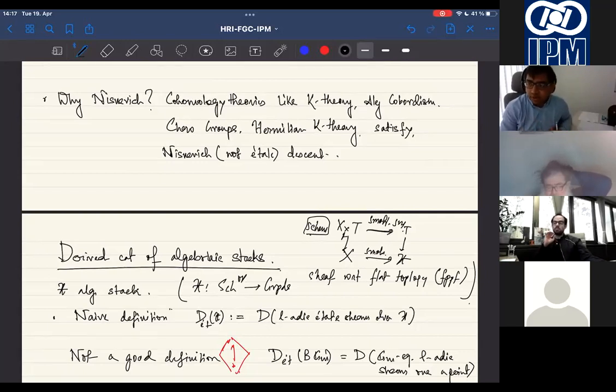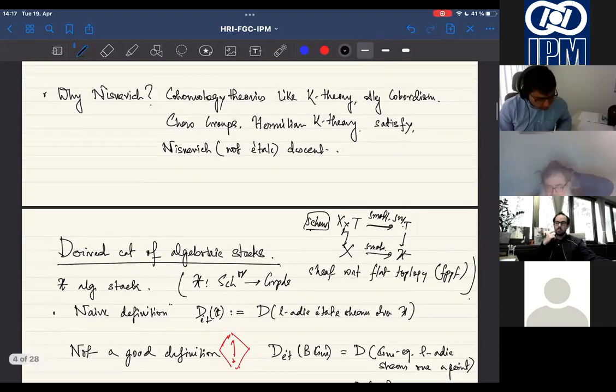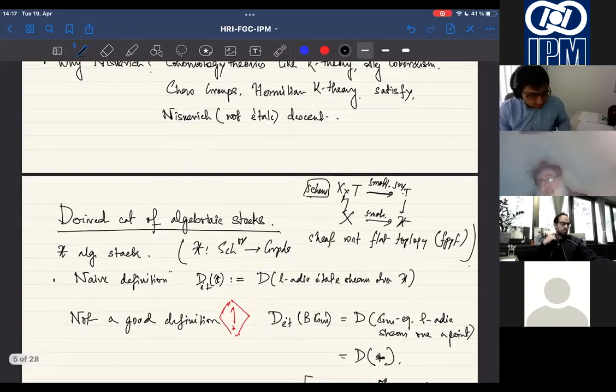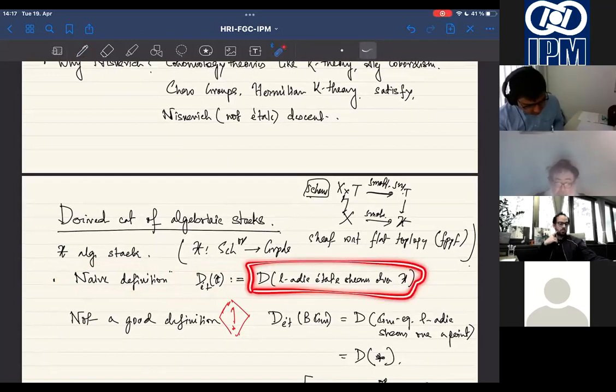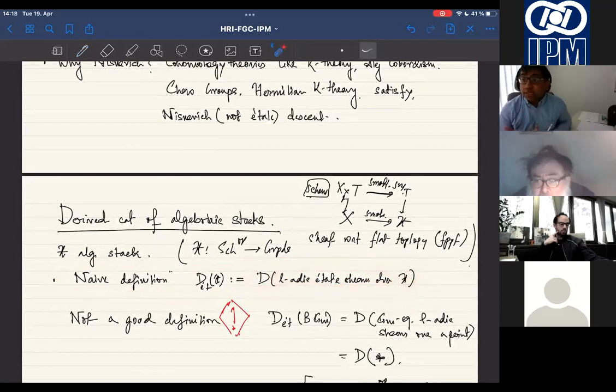To study all these moduli functors, the language of algebraic stacks has been incredibly useful for quite a long time, since Mumford came across these definitions. So the naive approach: if I want to define the derived category of l-adic sheaves over this X, I can consider the category of l-adic sheaves, which is an abelian category. And given an abelian category, I can always define the derived category.